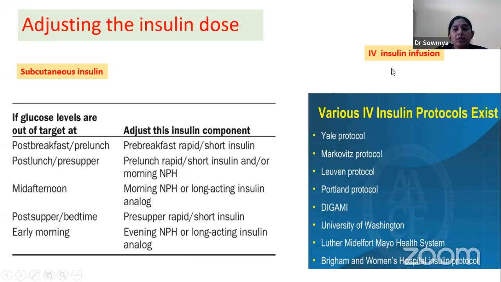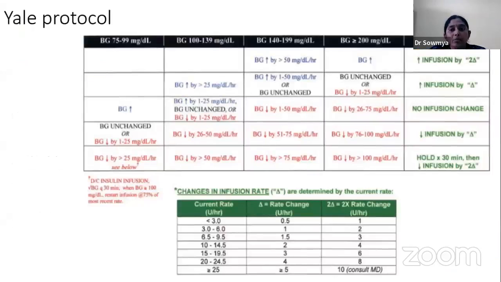And what happens to the infusion? What are the adjusting dosages for the patient if the patient is on IV insulin infusion? For this, there are various insulin protocols like the ALE protocol, Markowitz protocol, Levin protocol, Portland protocol, and many others. Here we are going to discuss the ALE protocol.